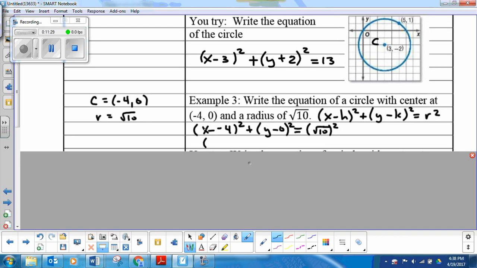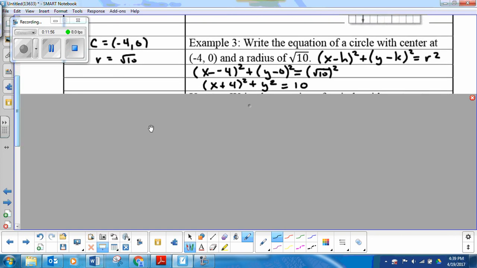So let's see how this looks. We're going to clean this up. We've got x minus a -4, that turns into (x + 4)^2, plus y, and again that 0 is just going to bump away. We'll just leave that as y squared is equal to, again, the square root of 10 squared turns into straight up 10. So the answer for write the equation of a circle with center as shown and the radius of square root of 10 is as such. The reason we're doing this is because we don't have a pretty picture to look at anymore, but it doesn't matter. We can still use the words.